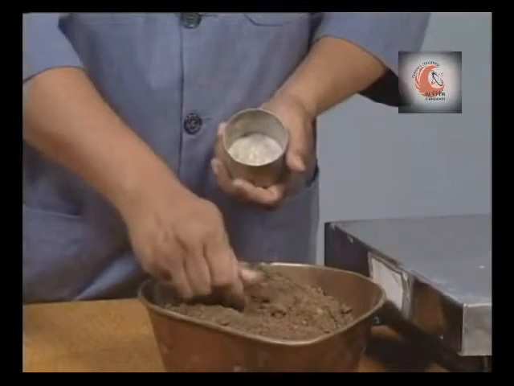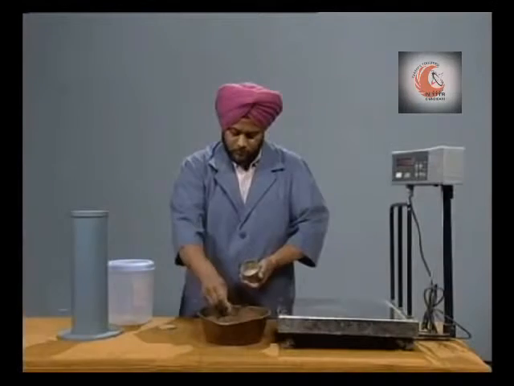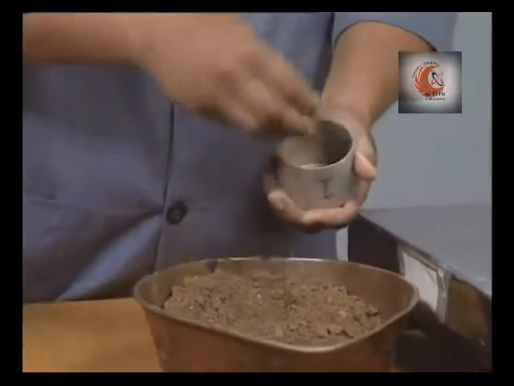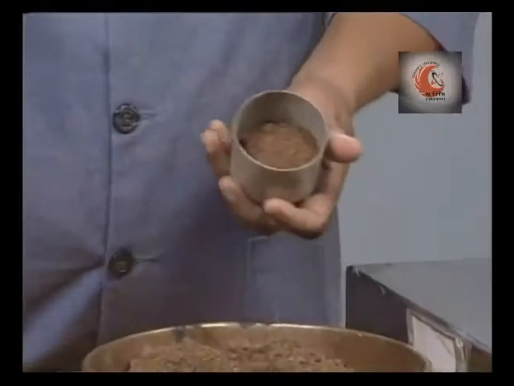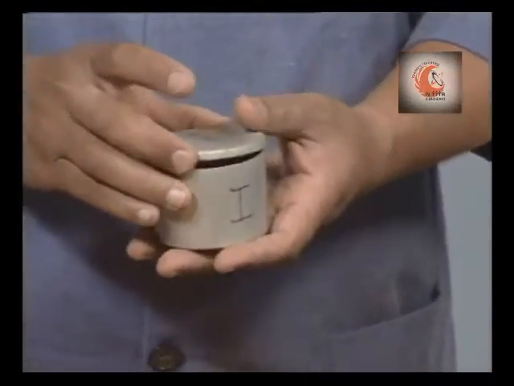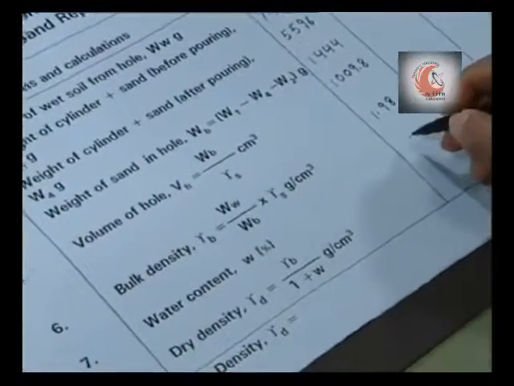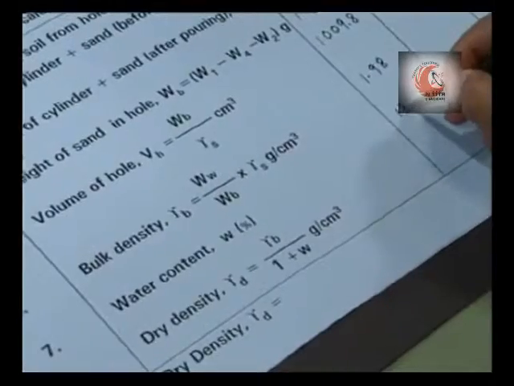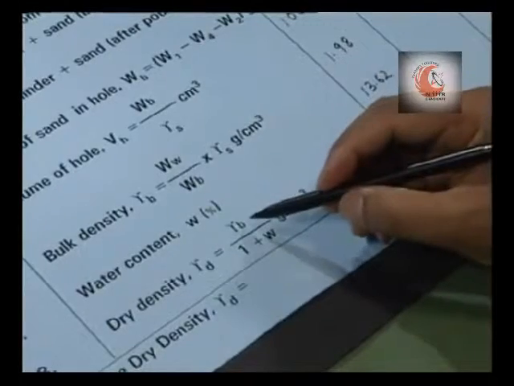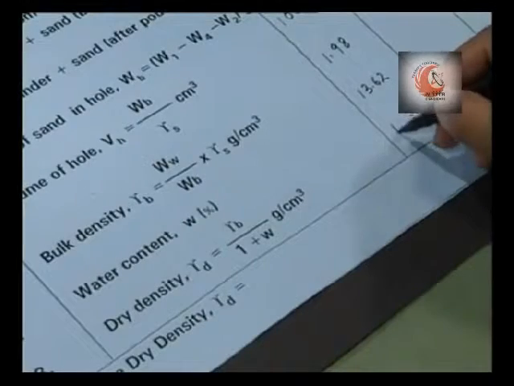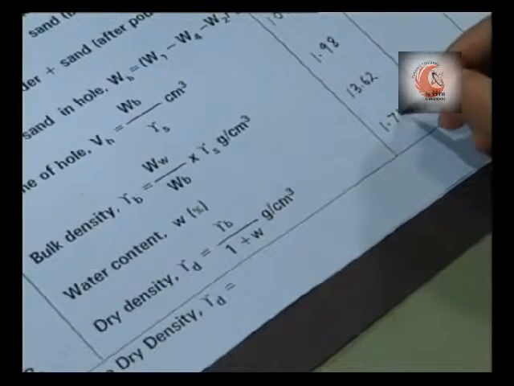Take a small soil specimen of this soil for moisture content determination as per standard procedure. Water content of this soil is 13.62%. Dry density is the ratio of bulk density divided by 1 plus water content. So, for this soil it is 1.74 gram per centimeter cube.